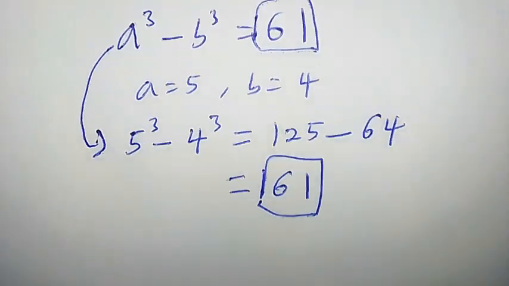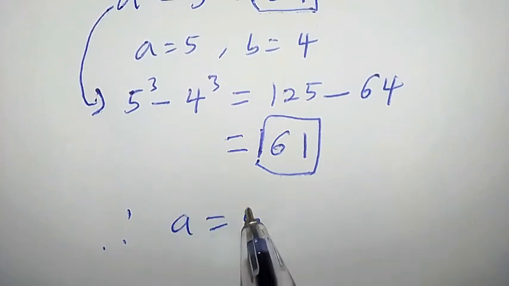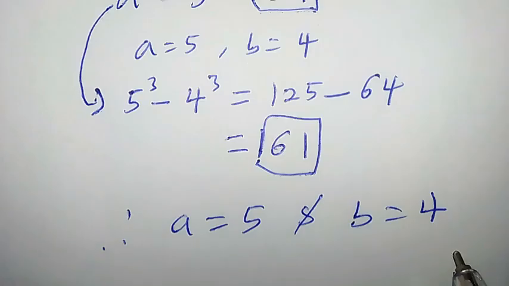That indicates that, therefore, a is equal to 5 and b is equal to 4. This is the required solution.